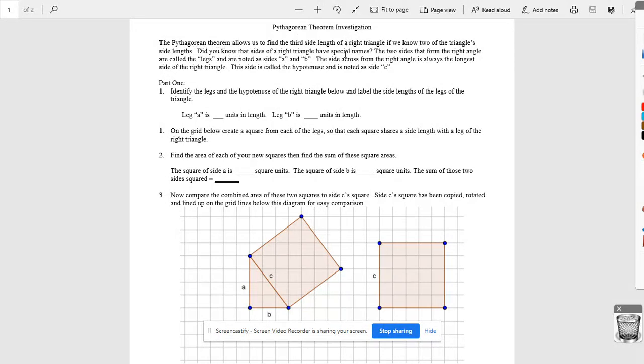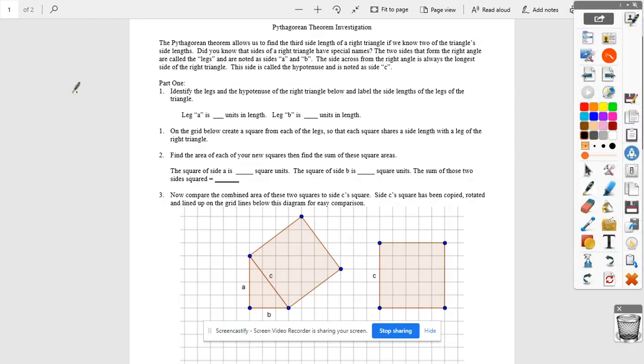Did you know that the sides of a right triangle have special names? Two sides that form the right angle. So if we have a right angle here at A and B, these two sides would be the legs. And the side across from the right angle is always the longest side. We call that the hypotenuse. Most of the time, we're going to call it C.